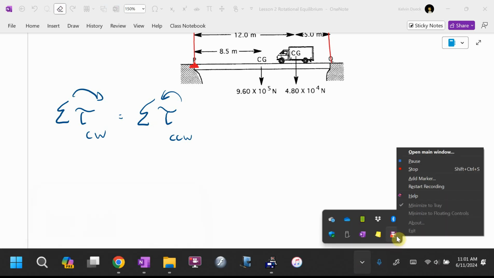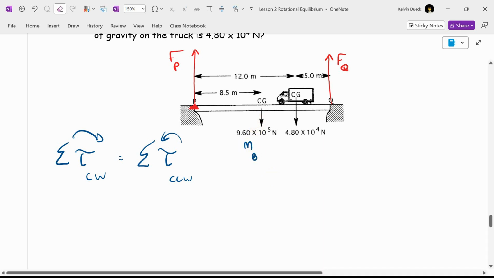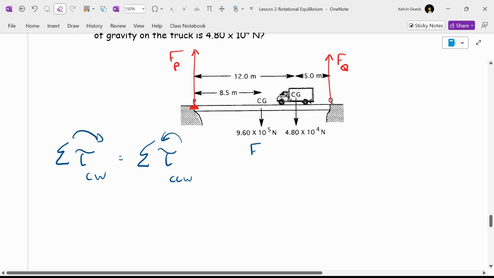Pause for a second. Use our imagination. Clockwise is in this direction. I'm just moving with my mouse. Which force or forces will cause it to spin clockwise? You know what? Let's do a little bit of labeling. I'm going to call this M bridge. Oh, actually, since they gave it to me in newtons, I'm just going to call this F bridge, and I'll call this F truck. Okay.